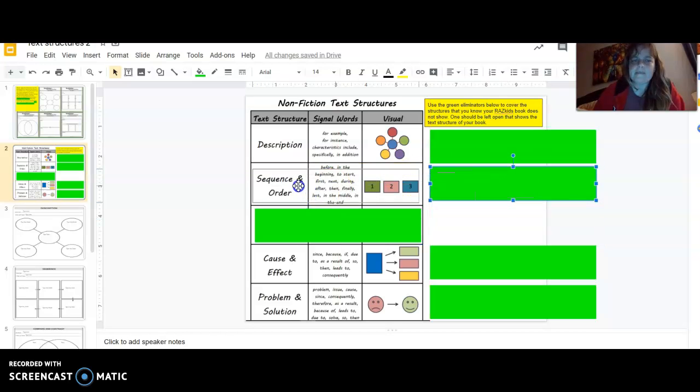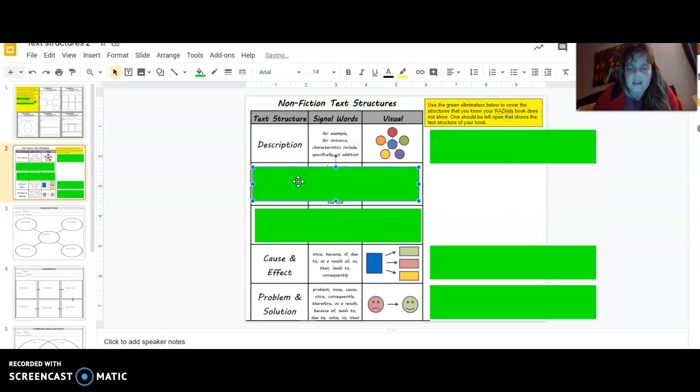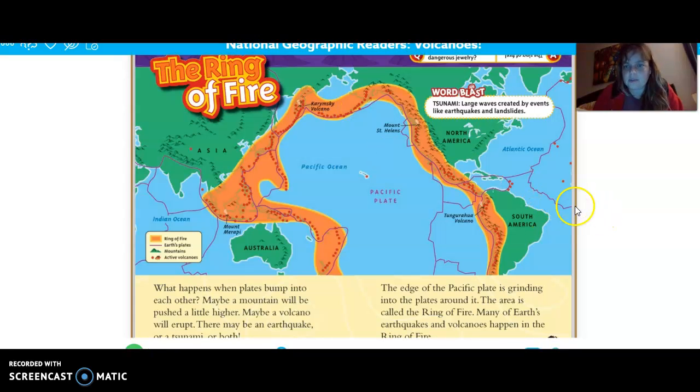Okay, I'm eliminating that. Cause and effect. Well, there's a volcano. The effect is magma and then lava. I'm still thinking maybe cause and effect. I'm not seeing problem and solution as much. Let me read a little bit more, though, to see if I can eliminate anything else.